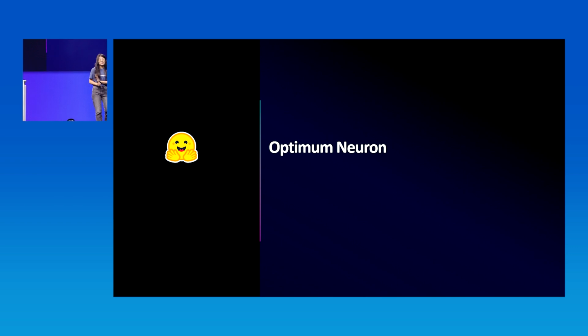Thanks, Troy. I'm super impressed by how cost-efficient and powerful Trainium and Inferentia are. So now I will introduce you to a library called Optimum Neuron, which makes it super easy to migrate your training and inference workload to AWS Neuron devices, namely the Trainium and Inferentia.